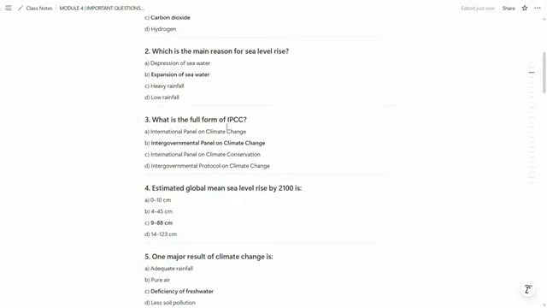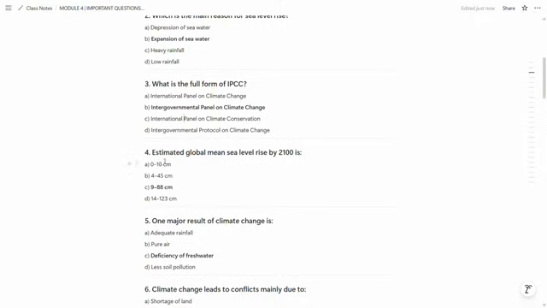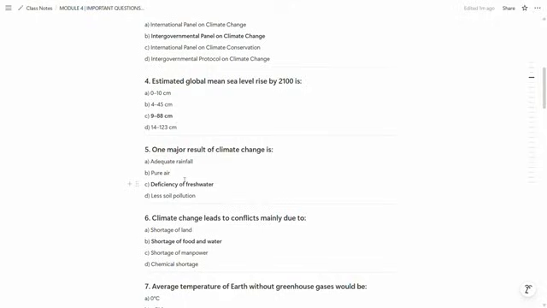What is the full form of IPCC? So the full form of IPCC is Intergovernmental Panel on Climate Change. So B is the correct answer. Now the fourth question is, estimated global mean sea level rise by 2100 is 9 to 88 centimeters. Now the next question is, one major result of climate change is deficiency of fresh water. So C is the correct answer. Now the next question is, climate change leads to conflict mainly due to shortage of food and water.